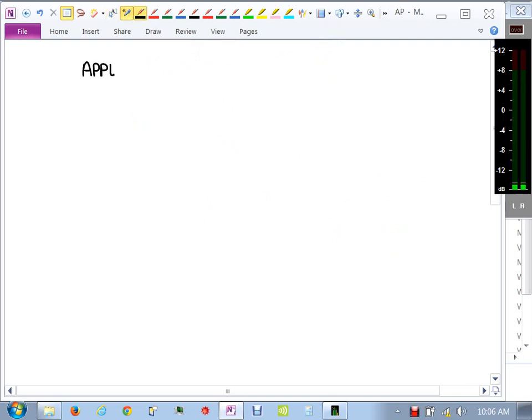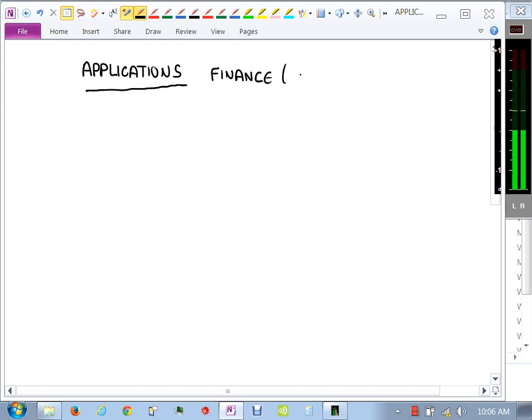Applications. There's lots of applications of exponential and log functions. I'm going to focus on finance, specifically what's called simple interest. What is interest?